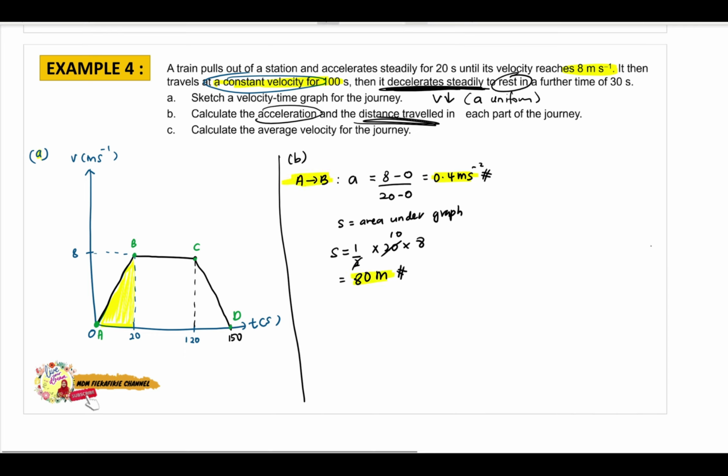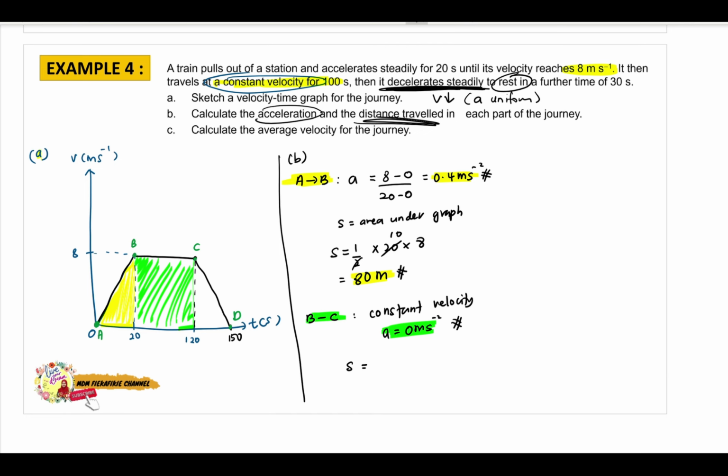And then from B to C, the velocity is constant. Constant velocity means that its acceleration is 0. No need to calculate, the acceleration is automatically equal to 0. So this is the answer. And let's calculate this one. Okay, the area under the graph from B to C. Same as the previous one.